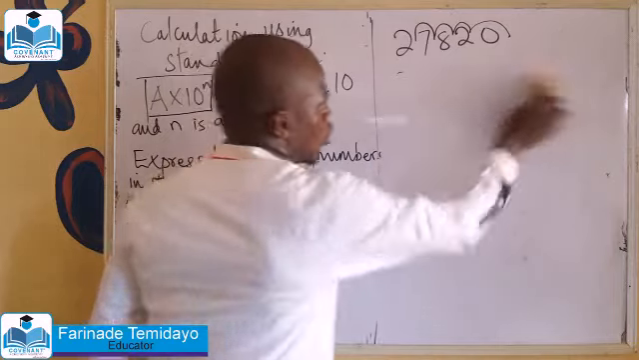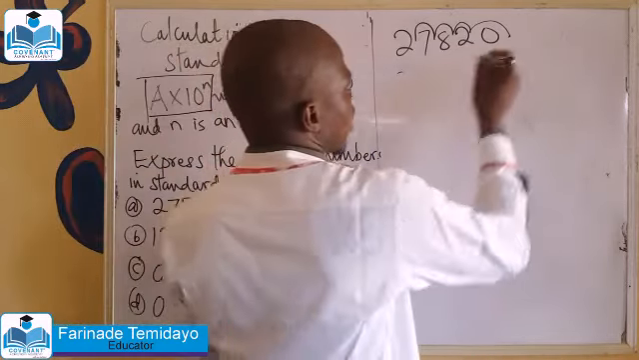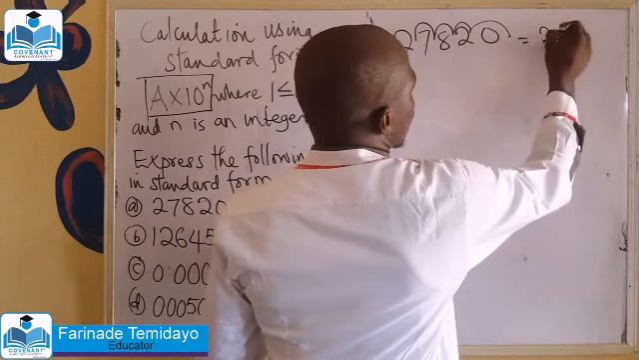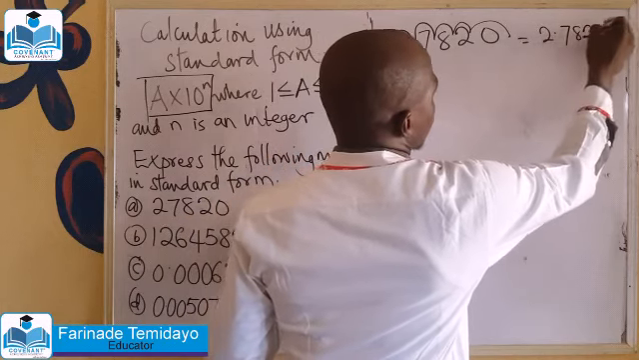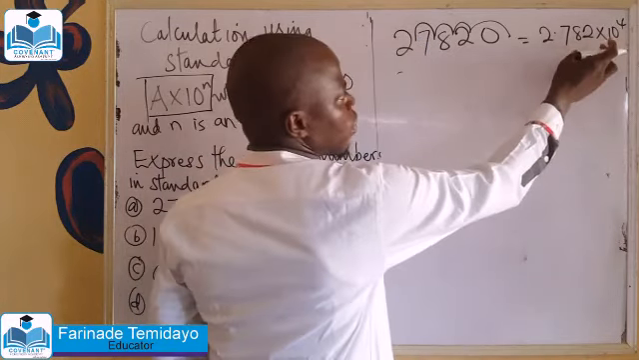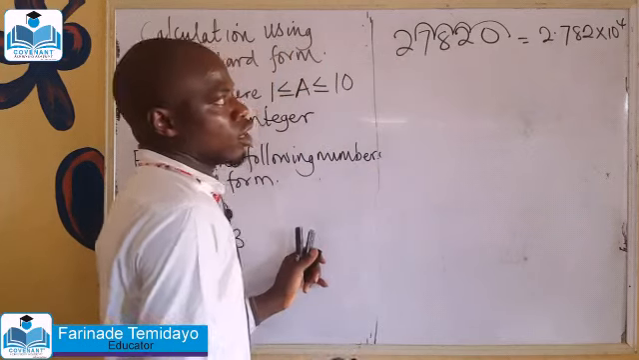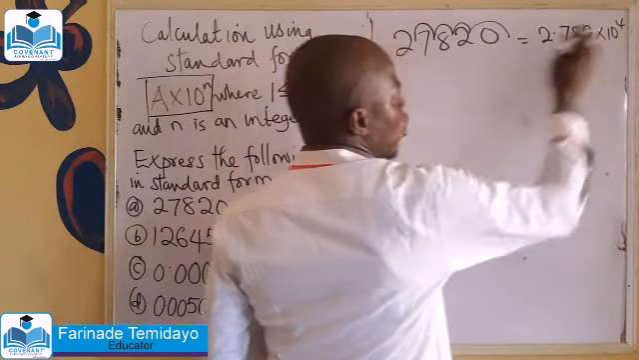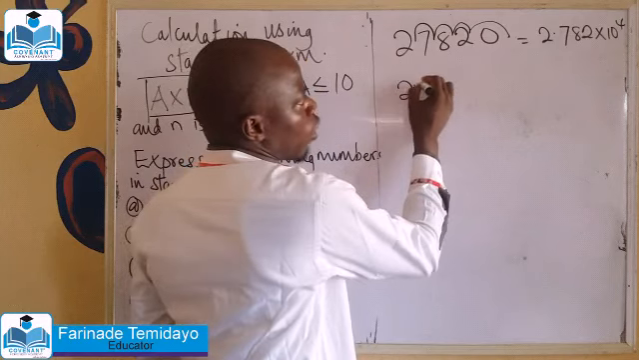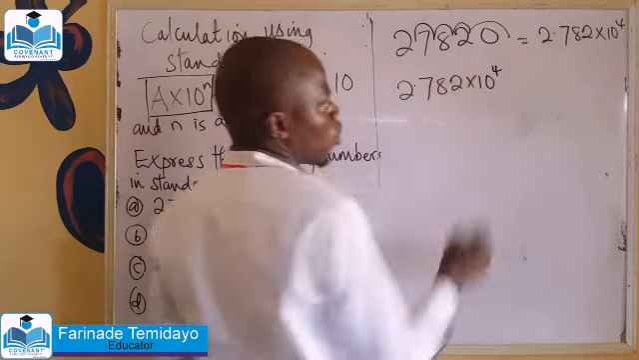For instance, you can see this number. What's our final answer here? Our final answer for this gives us 2.782 times 10 raised to the power 4. If you now want to write this number, which is in standard form, as an ordinary number, how will you write it? You can see this is 10 raised to the power 4. Then what is that number? 2.782 times 10 raised to the power 4.